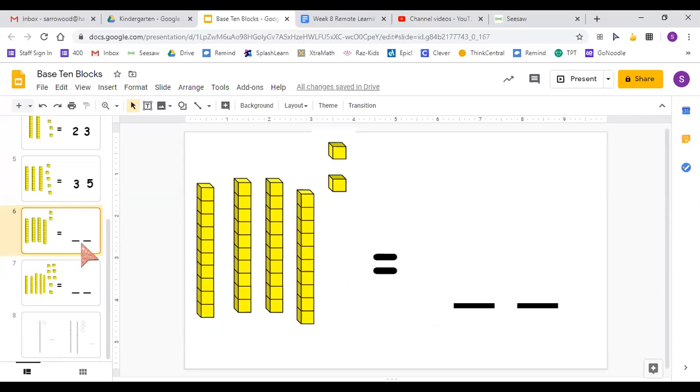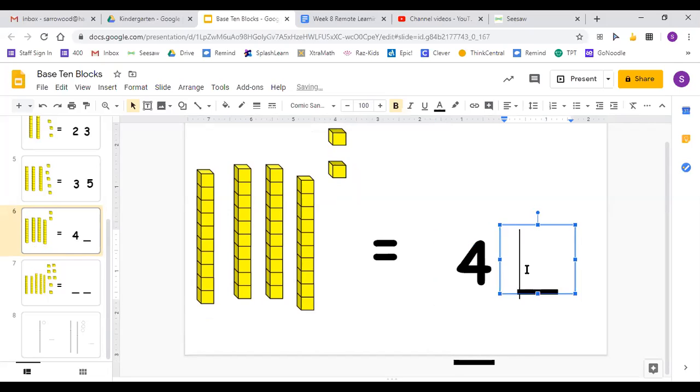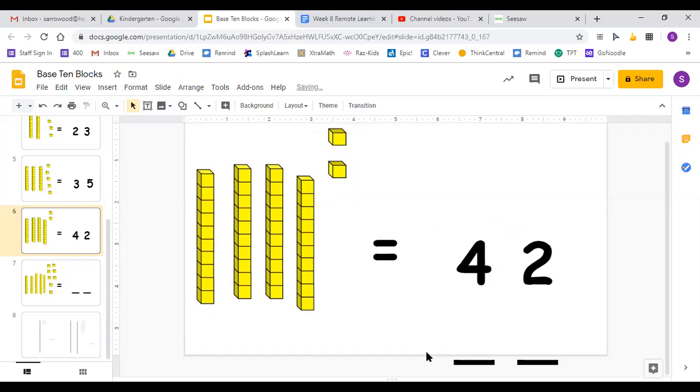We have 2 more. It's getting a little bit harder. Let's practice counting by those tens. 10, 20, 30, 40, 41, 42. So I have 42. Let's take a look at that number. How many ones? 2. How many tens? 1, 2, 3, 4. Makes 42.